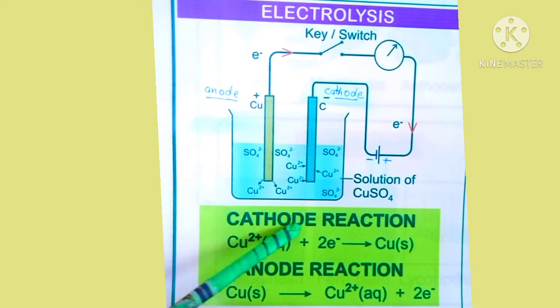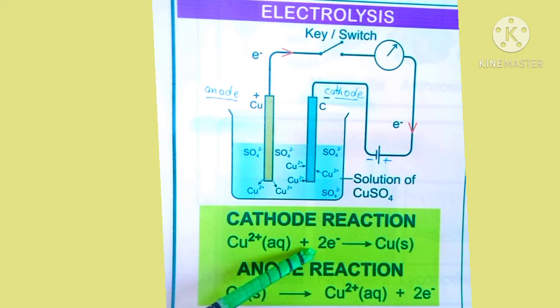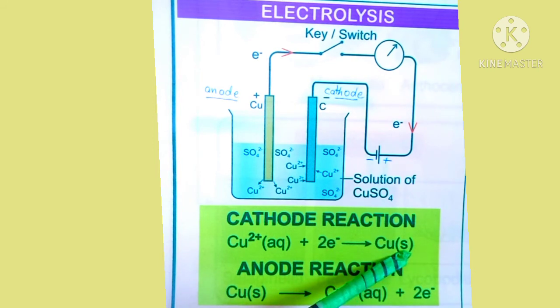So the reaction at cathode: the positive copper ions, attracted towards the negative terminal, accept two electrons and form copper in the form of solid.